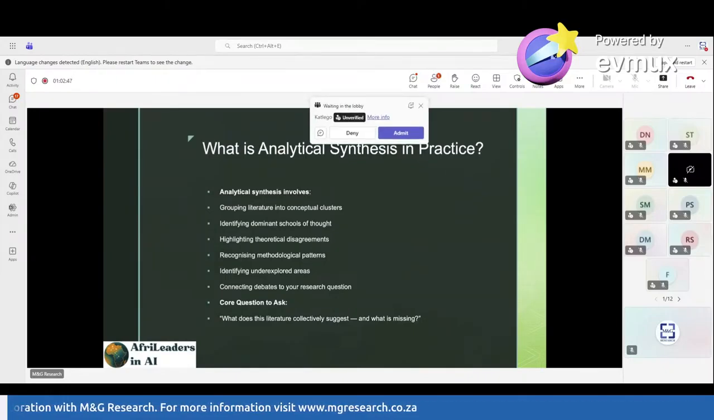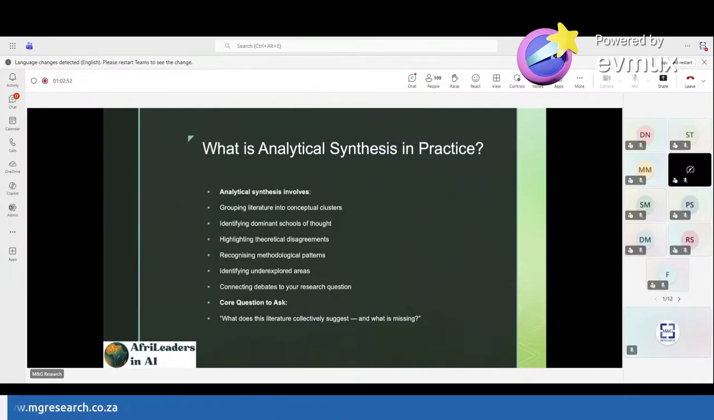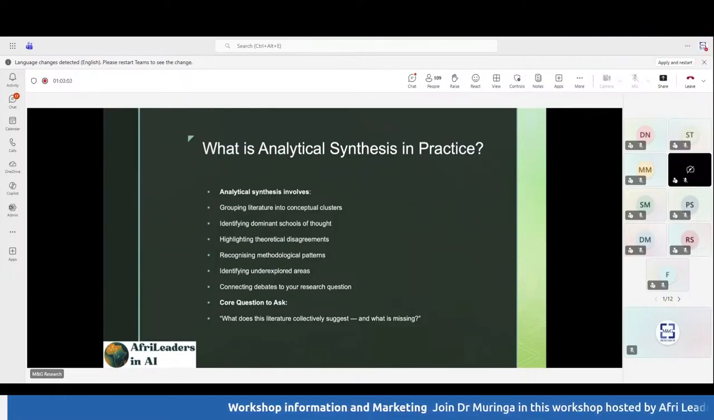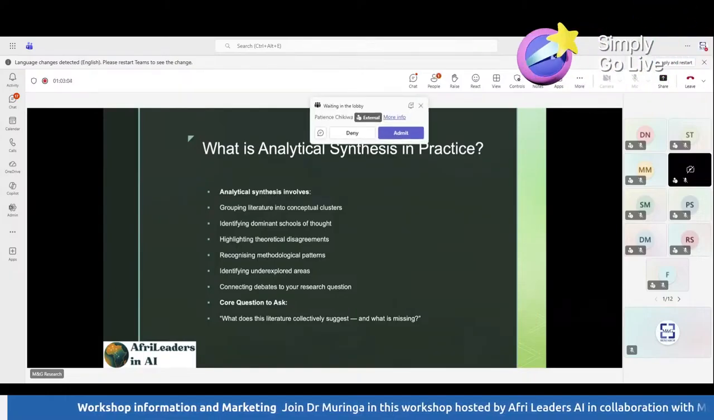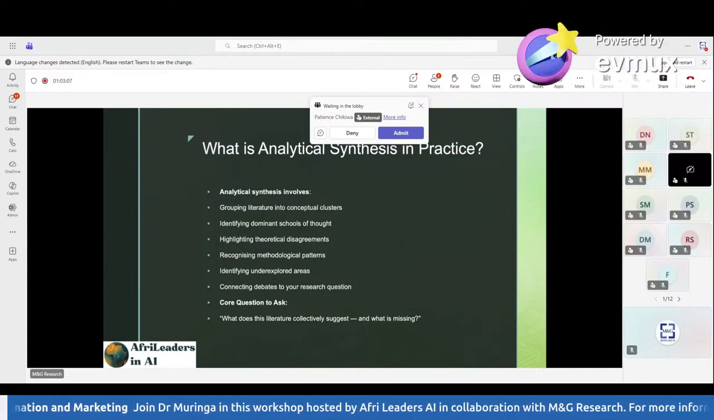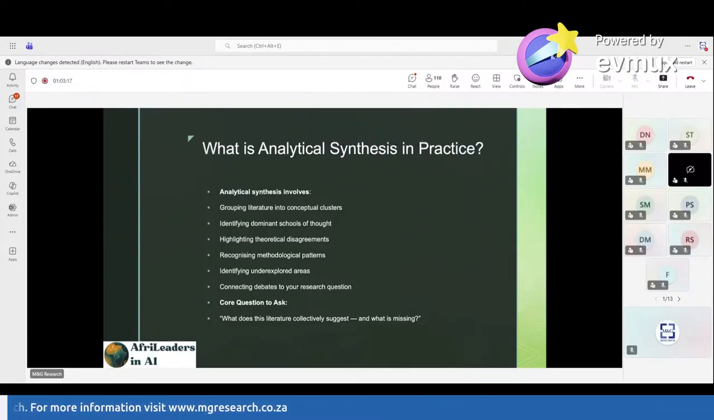So the second thing is that you need to be identifying dominant schools of thought, right? What are the key thoughts that are emerging in that literature? You need to be highlighting theoretical disagreements. What are the key theories that are being used, and what are the fallacies in those theories? As you integrate, as you push your literature review, you also need to recognize methodological patterns. I will be very sad to read a literature review that doesn't have a synthesis or a critique of methodological patterns within the particular strand of research, right?